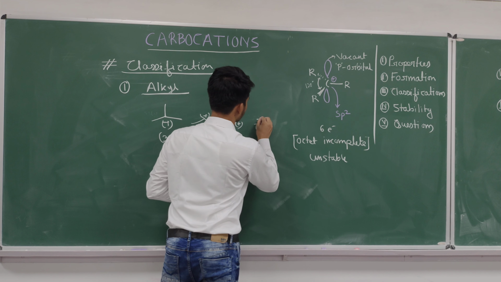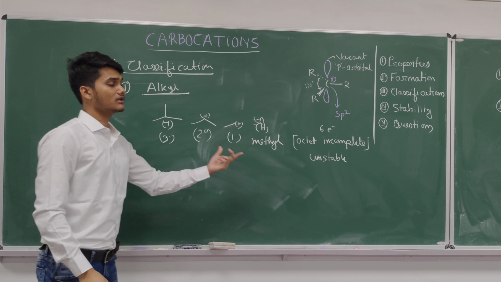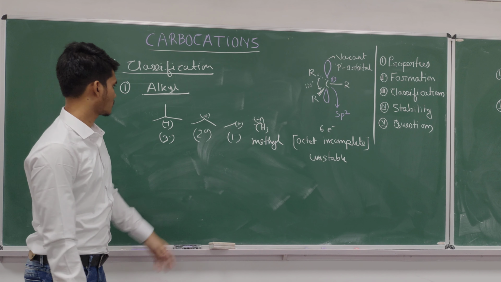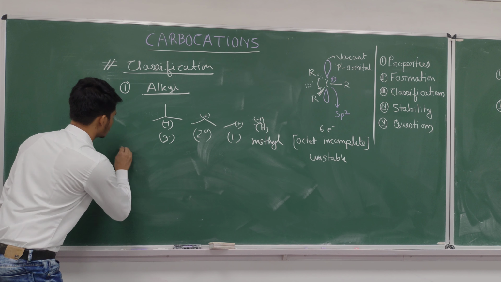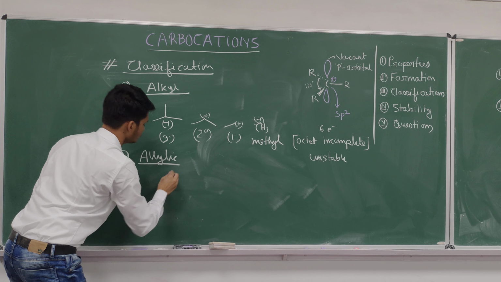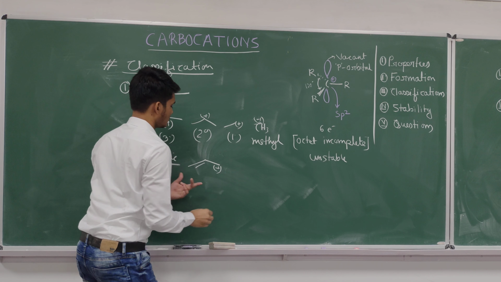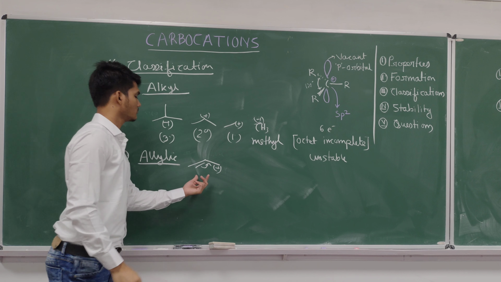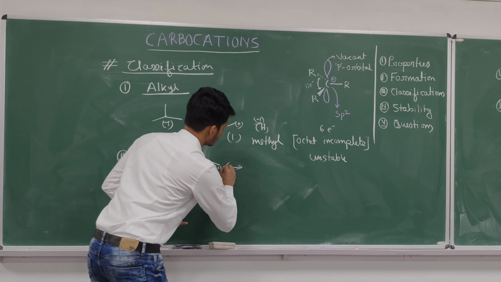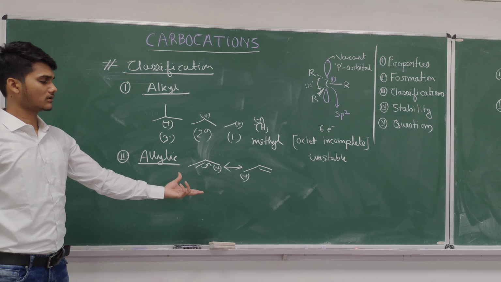The last one is this. That is methyl carbocation. In this case, the carbon having positive charge doesn't have any alkyl group, so it's a methyl carbocation. The other classification is allylic carbocation. What is this? This is when the carbon having positive charge is adjacent to a double bond, so it can undergo resonance. So this is allylic carbocation.